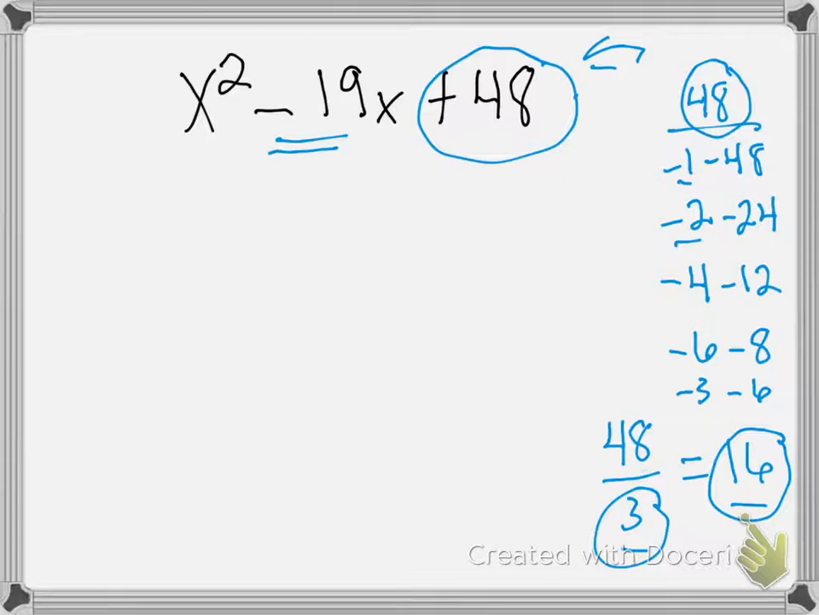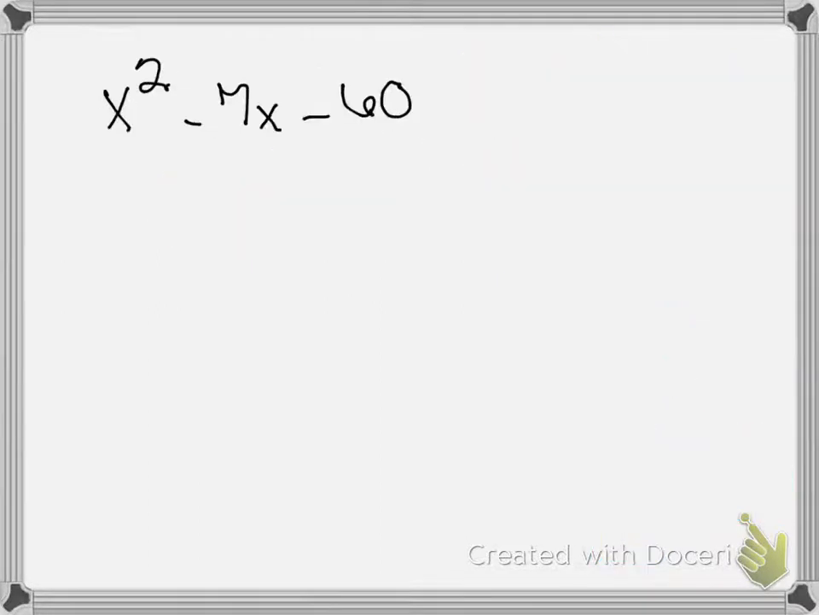So here, back to the actual quadratic, our two factors are x minus 3 and x minus 16, and that's it, okay? Let's do another one. So on this one, we're trying to figure out two numbers that multiply to negative 60 and add to negative 7. So multiplying to get a negative number, that means the two numbers are going to have different signs, okay?